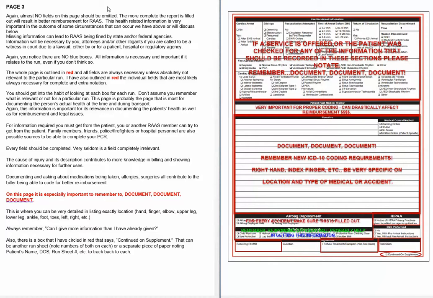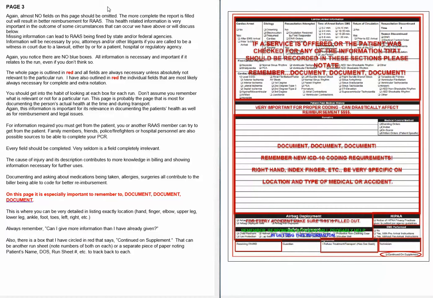The whole page is outlined in red again, as page 2 was. I have also outlined in red individual fields that are most likely always necessary for complete and extra notation. You should get into the habit of looking at each box for each run. Don't assume you remember what is relevant or not for a particular run.